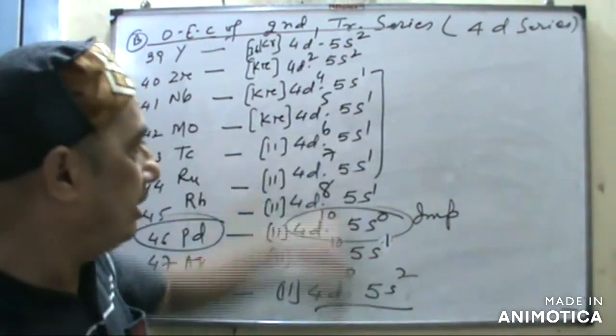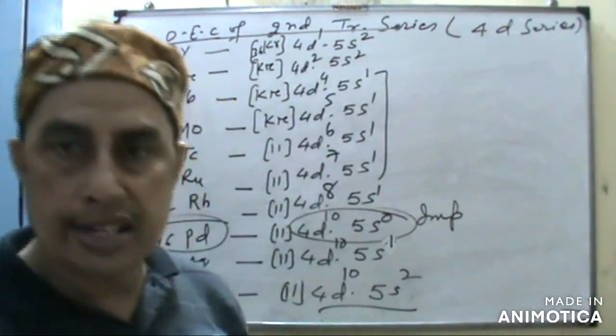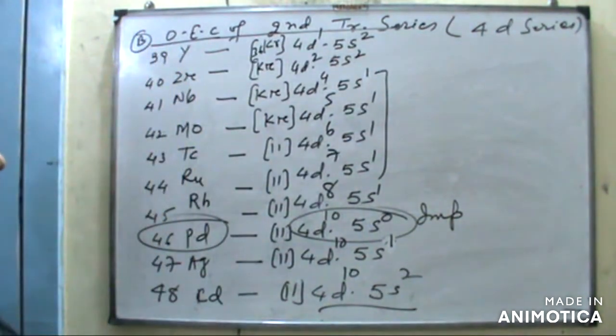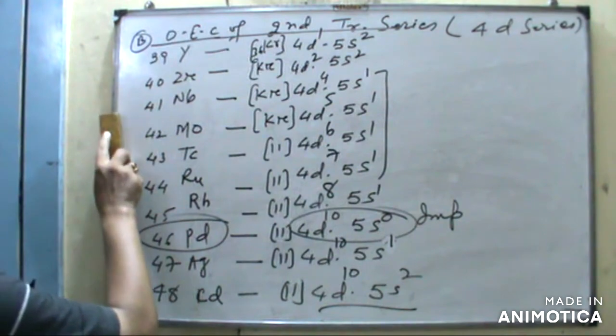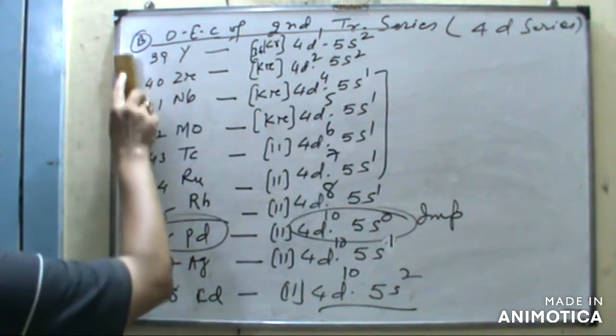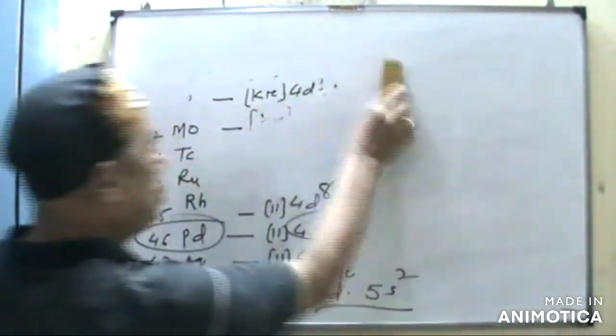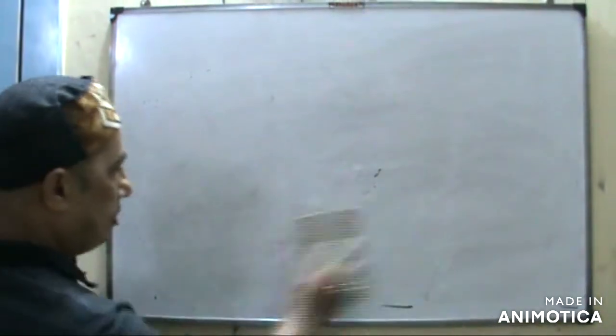These are the exceptional ones, and the discussion of the exceptions is beyond your scope. You will study it in higher classes. Here you only have to remember which elements are exceptional in nature. Right. The last configurational formula is what?